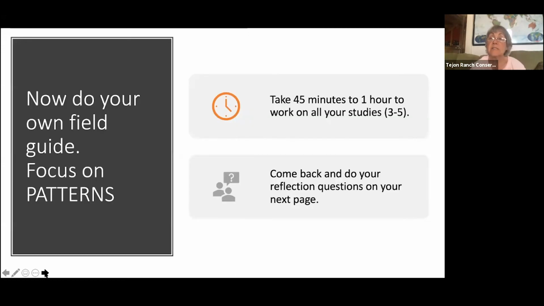All right, so now it's time for you to do your journal entry. Remember to focus on patterns. Remember ABC 1, 2, 3 and the picture. Take 45 minutes to 1 hour to do all of your subjects. That means you're going to move fast. You might spend 10 to 15 minutes on each thing that you're studying. You don't want to take days and days and days to do this.